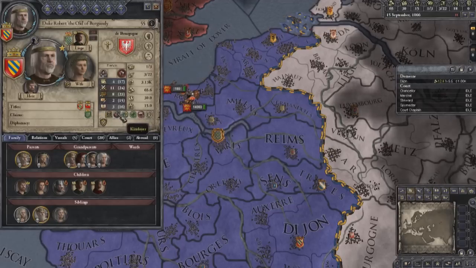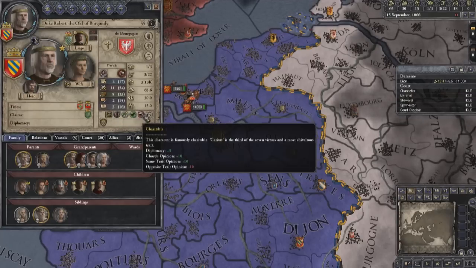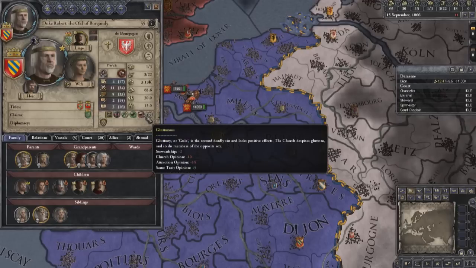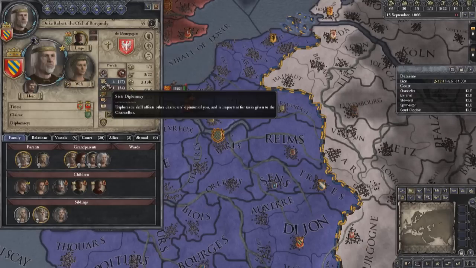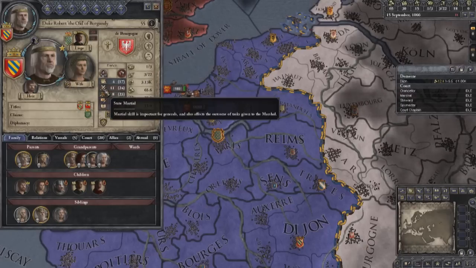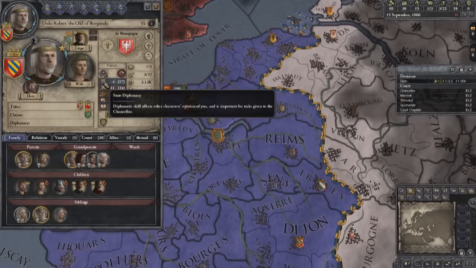So, below here, you'll see traits. I'm Midas Touched, Kinslayer, Brave, Charitable, Gluttonous, and Zealous. Some traits are good, some traits are bad, and some have advantages and disadvantages. Your traits largely determine your skills: Diplomacy, Martial, Stewardship, Intrigue, and Learning. These skills all do various things, and you can mouse over them to see some of the things they do.